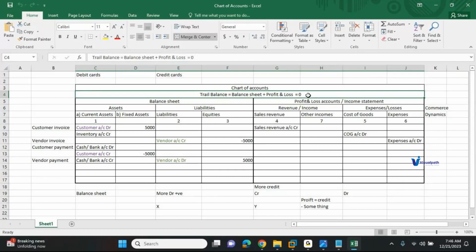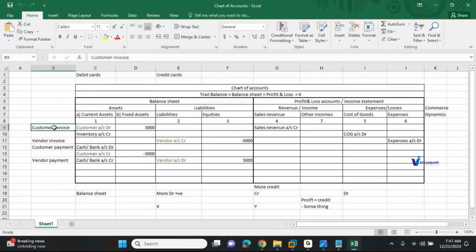Always 0. It is a customer invoice: customer account debit to revenue account. It is a vendor invoice: expenses account debit to vendor account. It is a customer payment: here it is cash or bank account debit to customer account. It is a vendor payment: here vendor account debit to cash or bank.